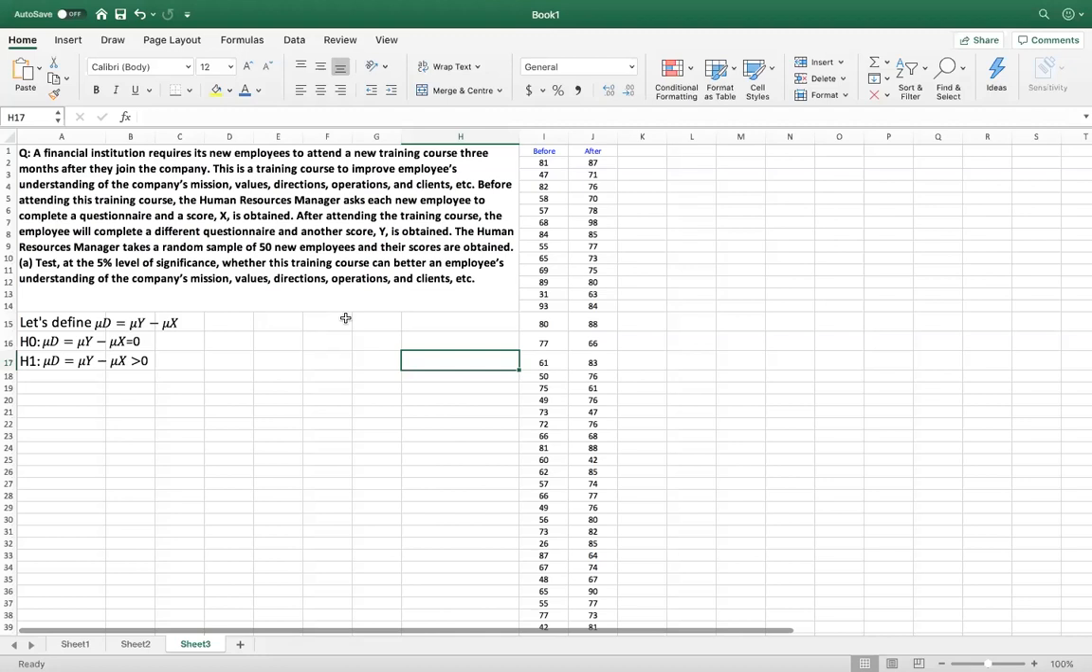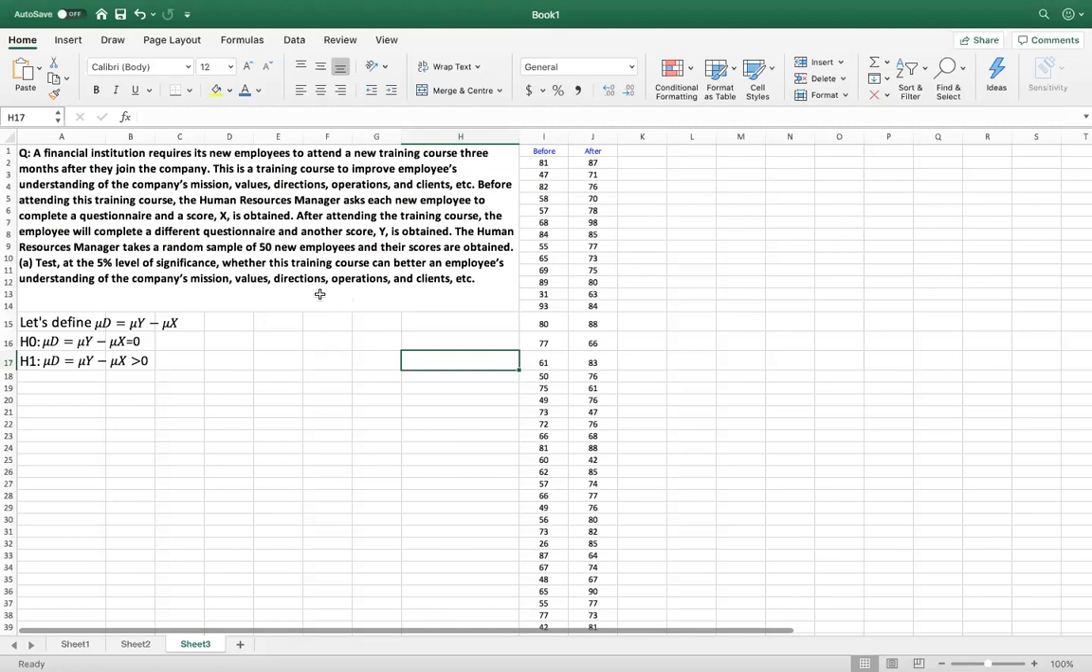Let's define that mu d is just mu y minus mu x. And the underlying assumption here is that the mu d needs to follow a normal distribution. And to test whether it follows a normal distribution, you need to refer to another Excel video talking about the chi-square test.